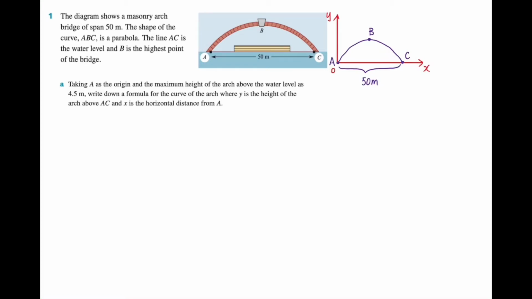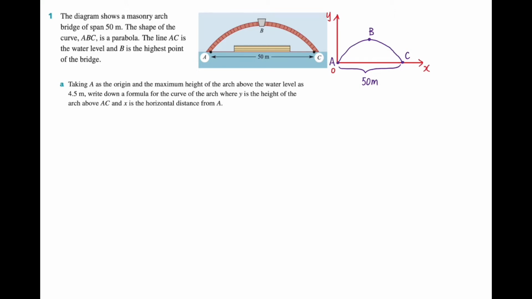Hi, so here is a question. The diagram shows a masonry arch bridge of span 50 meters. The shape of the curve ABC is a parabola. The line AC is the water level and B is the highest point of the bridge.